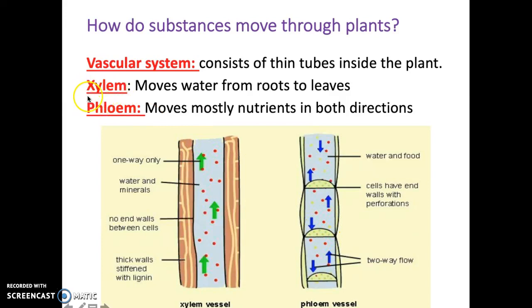So you got to remember these two words. You got to remember xylem, its only job is to move water, and you got to remember phloem, its job is to move nutrients throughout the plant.